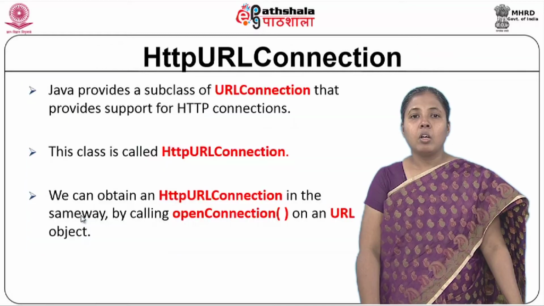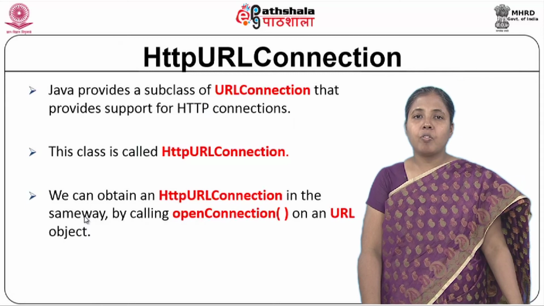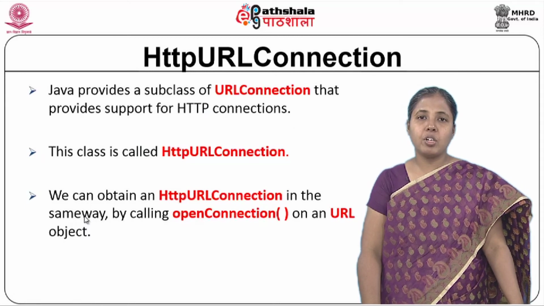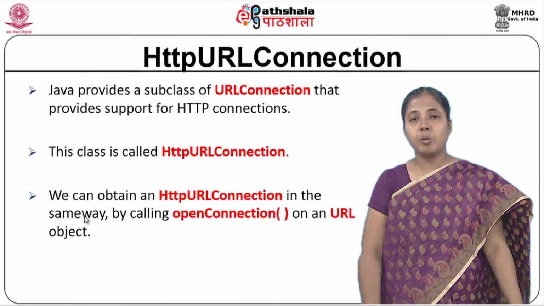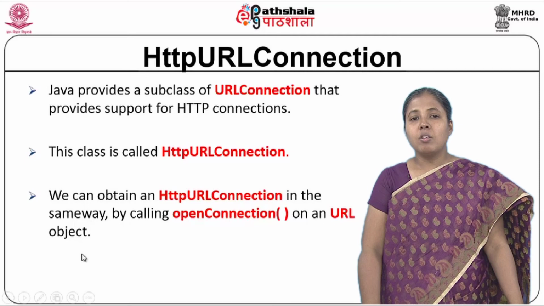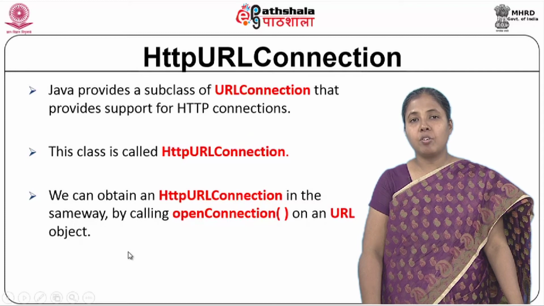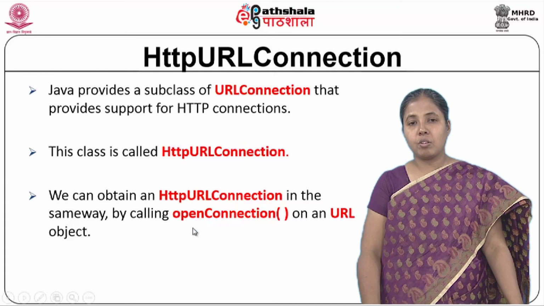Now, there is a subclass of this URLConnection class called HttpURLConnection. This also provides support for HTTP connections. We can obtain the HttpURLConnection in the same way as you do for the base class or super class, URLConnection, by calling a function called openConnection on a URL object. The syntax we will see in the coming slides.